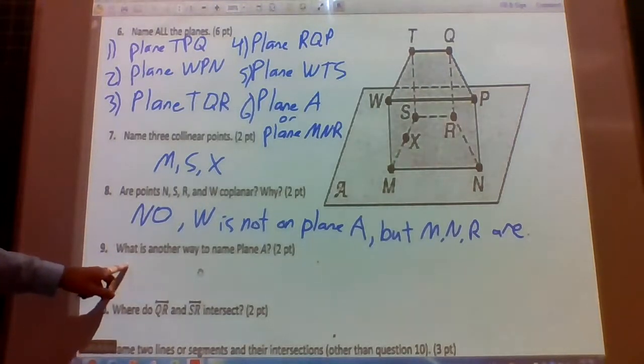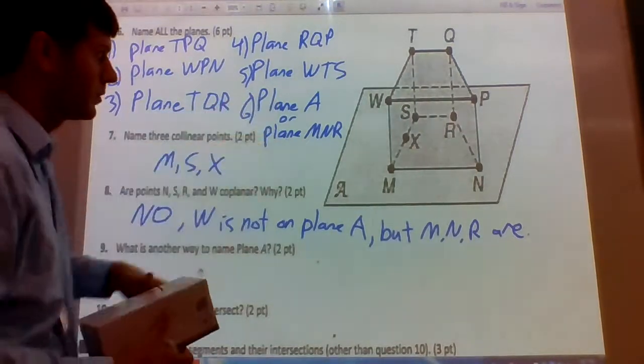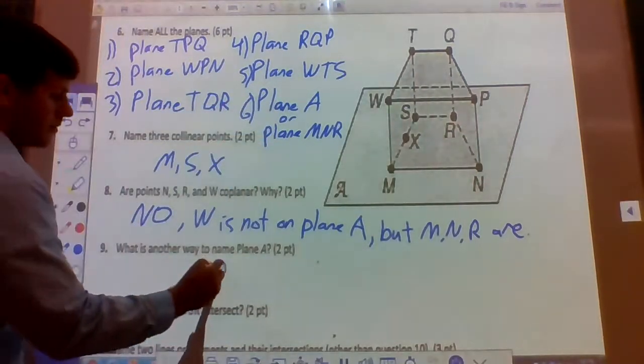Okay. What is another way to name plane A? Well, we just said that. So another way to name plane A was plane M, N, and R.